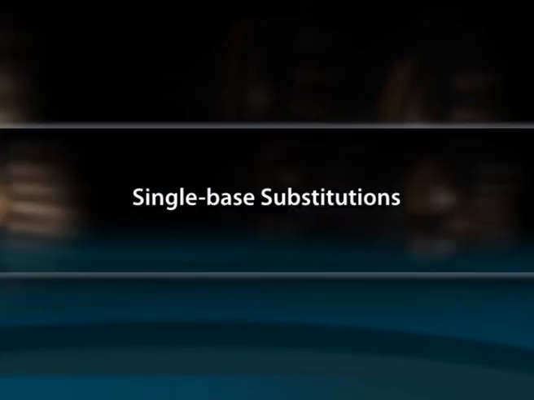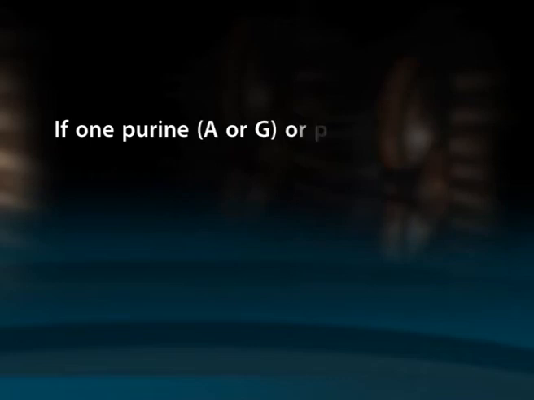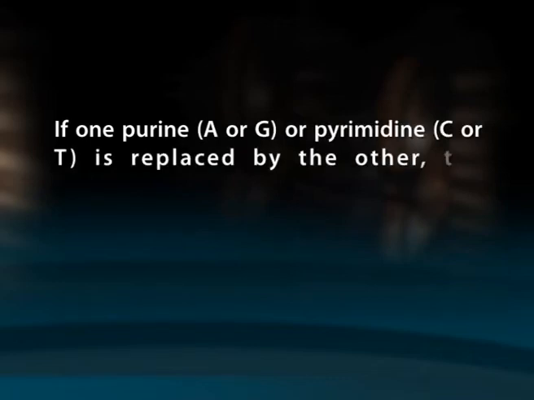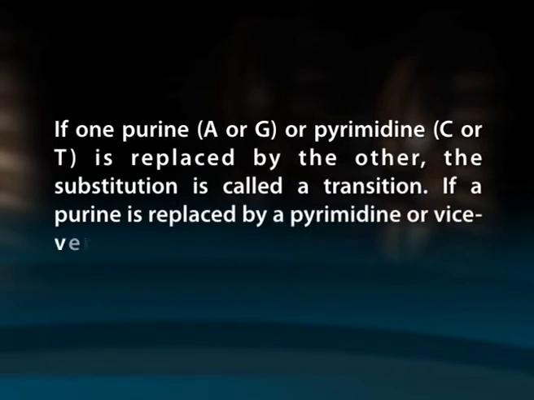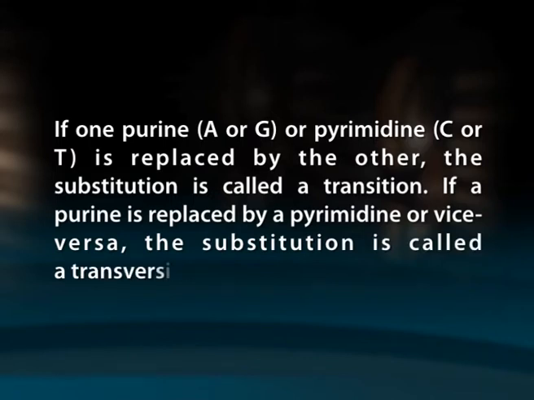Single base substitutions. Single base substitutions are also called point mutations. If one purine, that is A or G, or pyrimidine, which is C or T, is replaced by the other, the substitution is called a transition. If a purine is replaced by a pyrimidine or vice versa, the substitution is called a transversion.